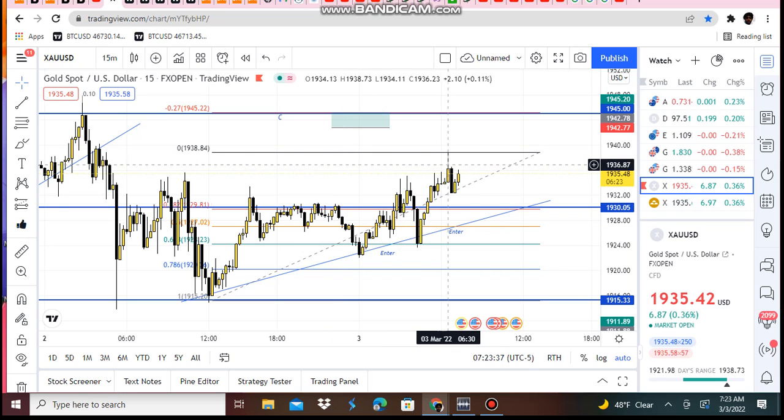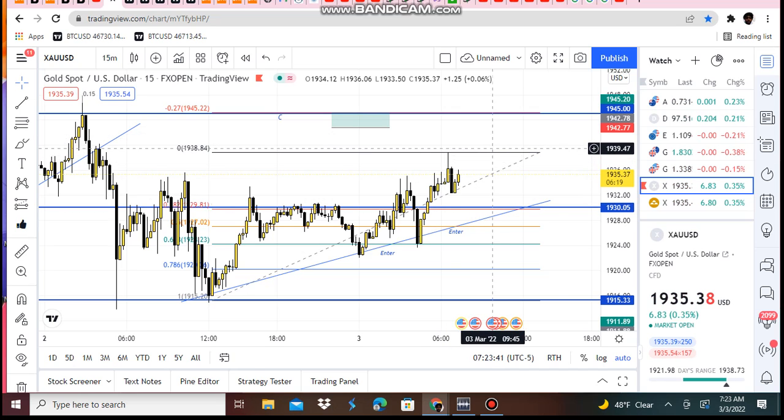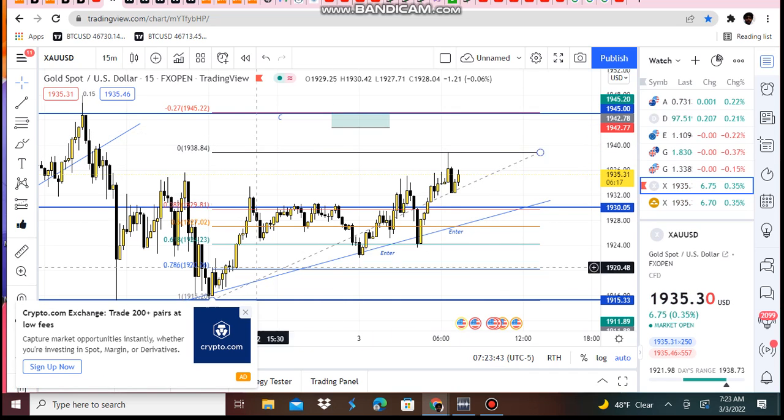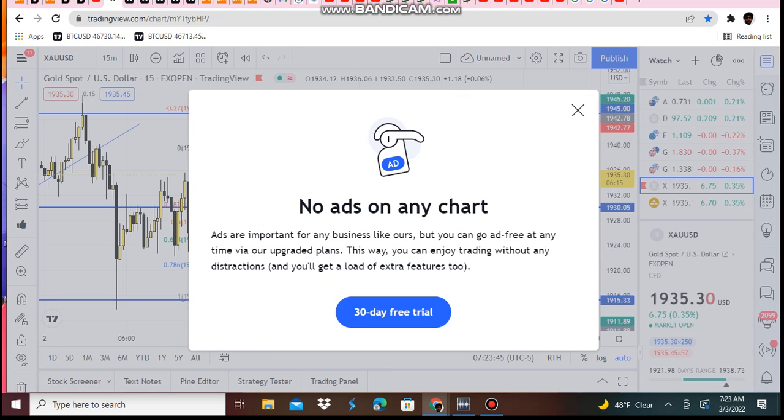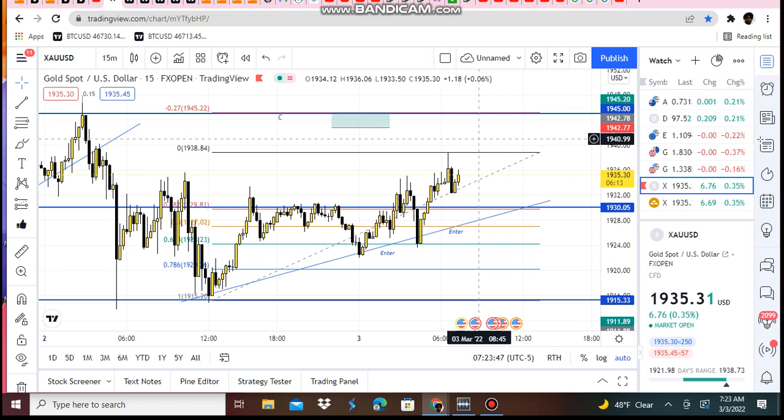Game, price went right to zero, and then price should head back up to 1942. Should hit our take profit. But yeah, that's game. I hope that helps. That's how I do my math.